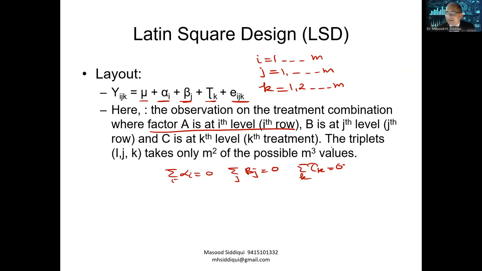Since this is an incomplete layout, the triplet ijk takes only m square values instead of the possible m cube values. So that's why this is known as an incomplete three-way layout. Now I am taking one more slide to explain the ANOVA table for this case also.